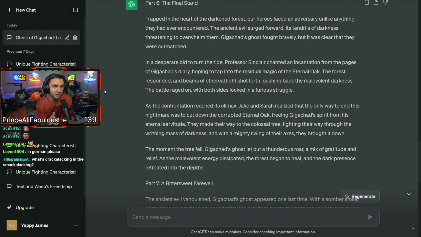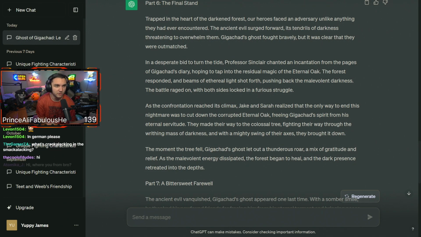The forest responded, and beams of ethereal light shot forth, pushing back the malevolent darkness. The battle raged on, with both sides locked in a furious struggle. As the confrontation reached its climax, Jake and Sarah realized that the only way to end this nightmare was to cut down the corrupted eternal oak, freeing GigaChad's spirit from his eternal servitude.